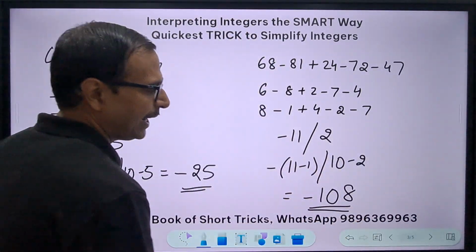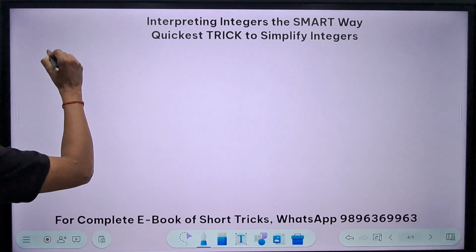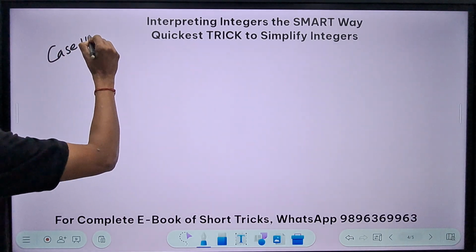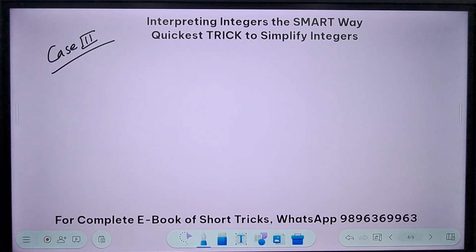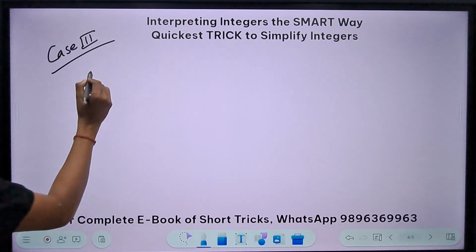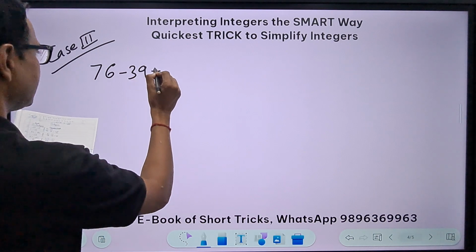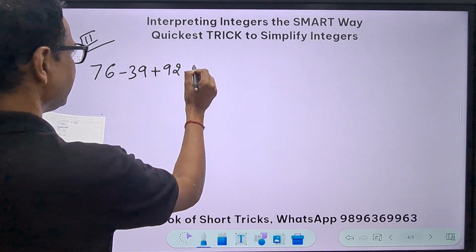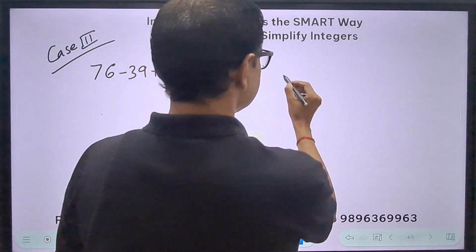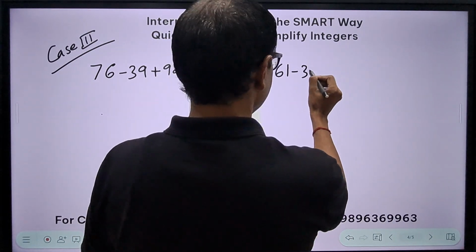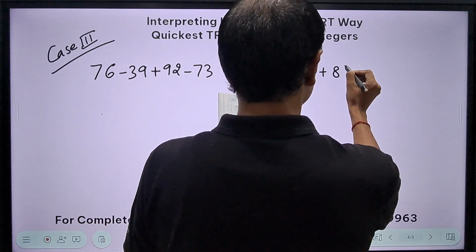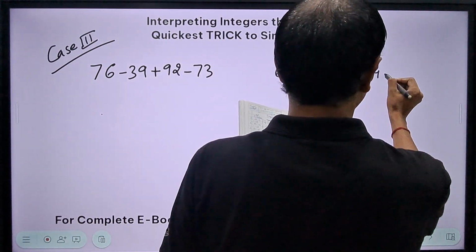Let's move on and do case number 3. Obviously now you know what will happen in case 3, right? We are going to get positive negative. Let's see two questions: 76 minus 39 plus 92 minus 73. And let's do 61 minus 38 plus 85 minus 34 minus 21.